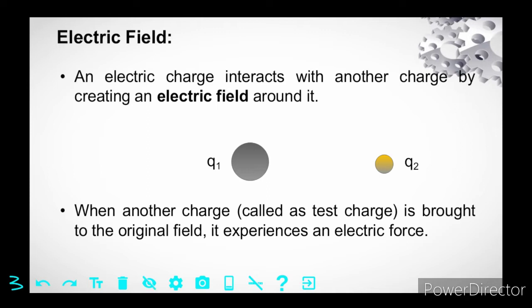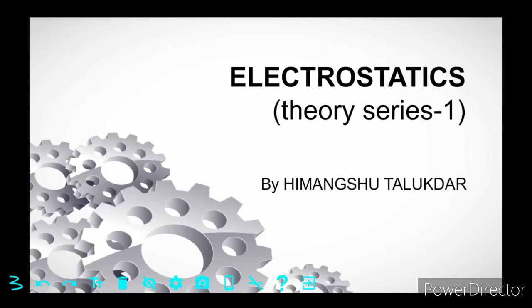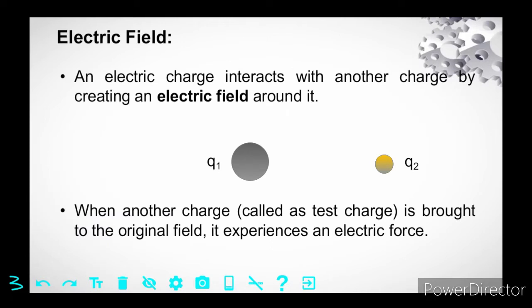Now, in the previous video, the first video of this series on electric charge, I told you that when two charges are at a finite distance apart, there exists a force between them. It may be attractive or repulsive depending on the nature. Now, the two charges are not touching each other, so how is this force acting between them? To explain this, we introduce the concept of electric field.